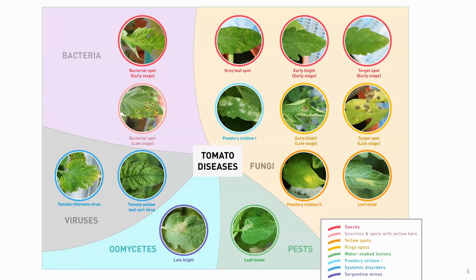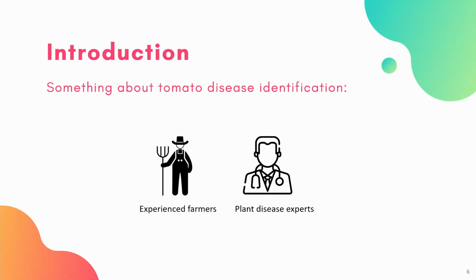Okay, so next, let's get back to how to identify the diseases. Conventionally, the identification of plant diseases relied on experienced farmers or disease experts' naked eye observation. But there are some problems. First, maybe the farmer is not experienced, and he will make a wrong decision, use a wrong pesticide, and make things get worse.